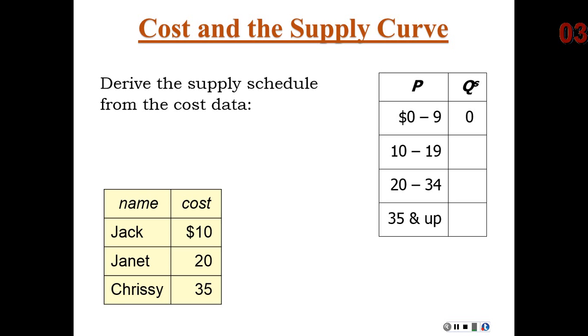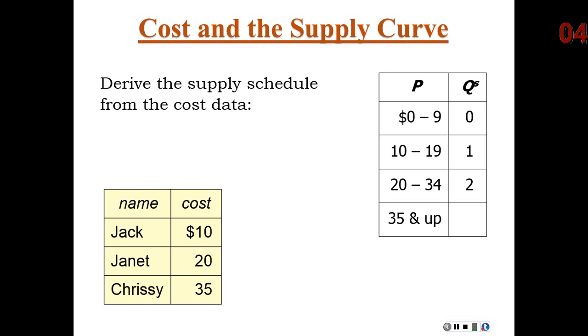But if the price is between $10 and $19, who would we gain? Well, all of a sudden Jack would be willing to supply the product in that case, right? Jack would be willing to mow that lawn, maybe because his opportunity costs are lower, but his cost is only $10. If the price rises to the $20 to $34 range, we would still have Jack. Jack would obviously still be willing to mow the lawn for a higher price, but all of a sudden we would gain Janet, right?